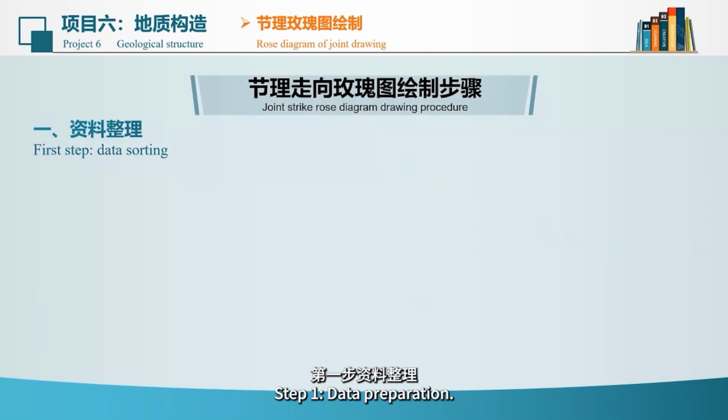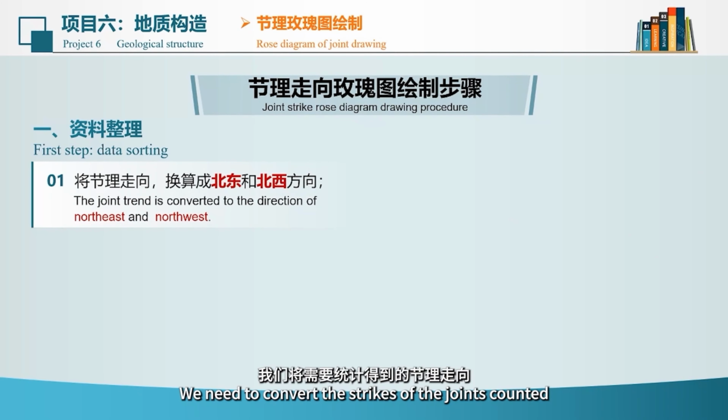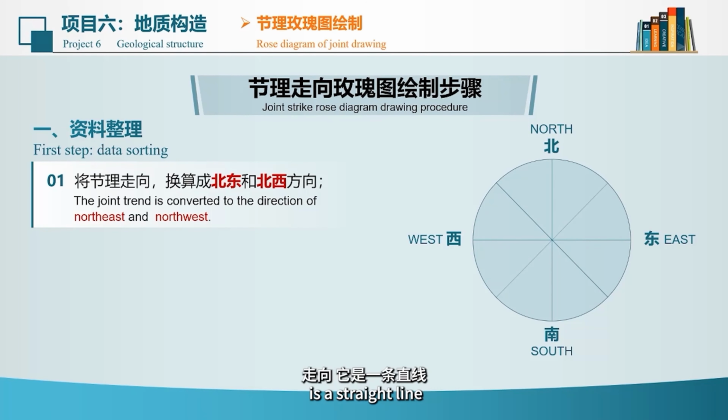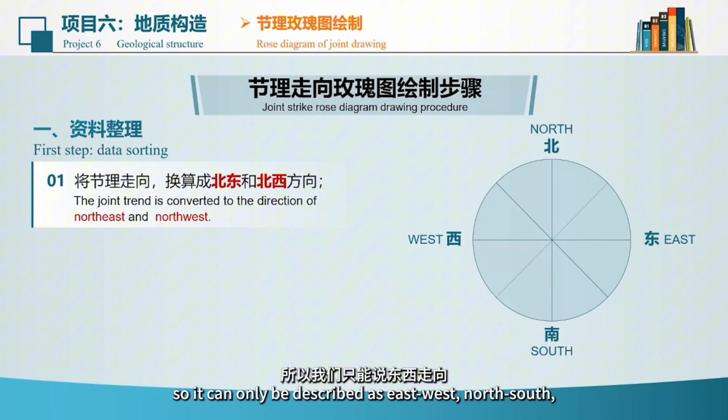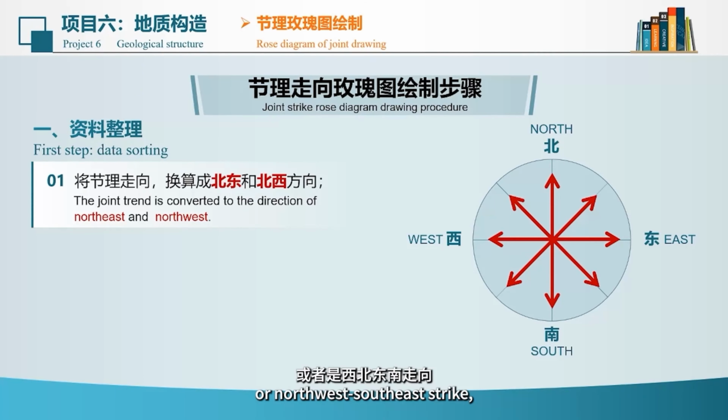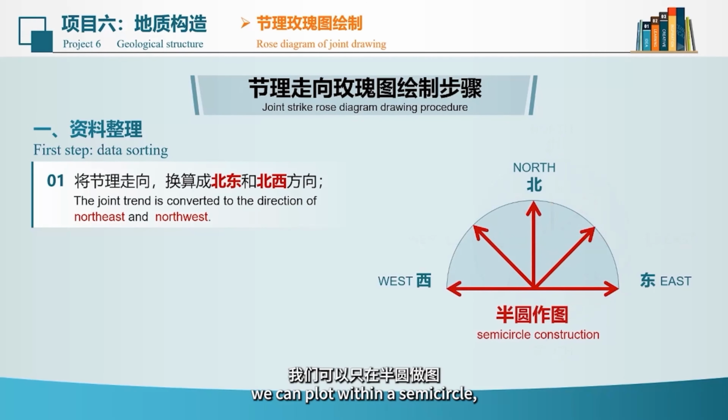Step 1. Data preparation. We need to convert the strikes of the joints counted into northeast and northwest directions. This is because the strike is a straight line, meaning it extends in two directions, so it can only be described as east-west, north-south, northeast-southwest, or northwest-southeast strike, but not simply as south, north, west, or east strike. To simplify the plotting process, we can plot within a semicircle, converting all strikes to the northeast and northwest quadrants.